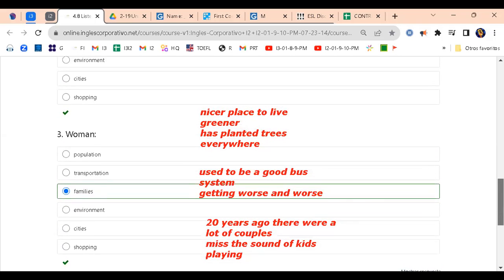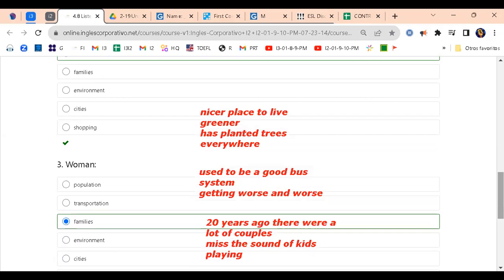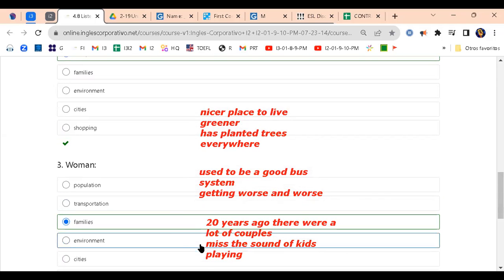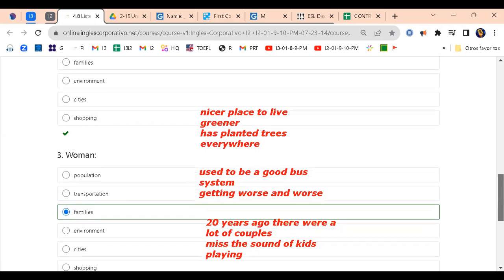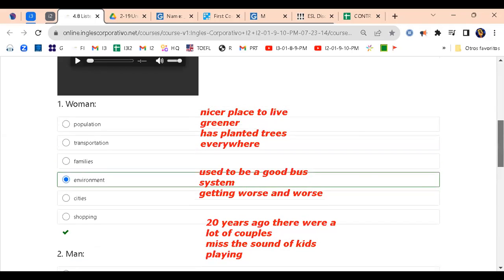And for the last conversation, what are they talking about? The last one? Families. What did they say about it? Well, she was mentioning something about couples, right? Twenty years ago, there were lots of couples with kids playing all around the place. So now she misses the sound of kids playing. So families, right? Okay, nice.